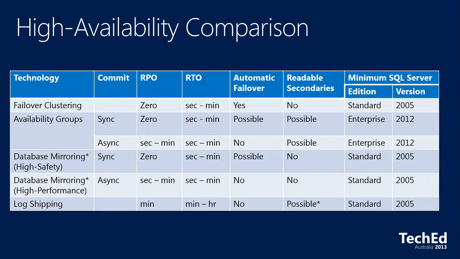So this is a little bit of a summary for you. This is the technology that we're going to go through. I've listed here the recovery point objective: how much data loss can you afford? The recovery time objective: how long it's going to take to recover the system if things go wrong on one of the running nodes. Do we have automatic failover? Sometimes you don't want automatic failover, and there are business reasons for that as well.